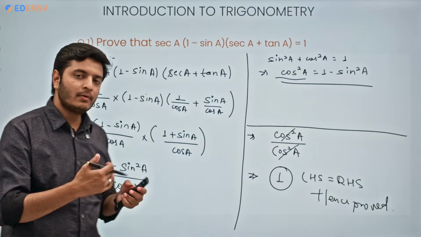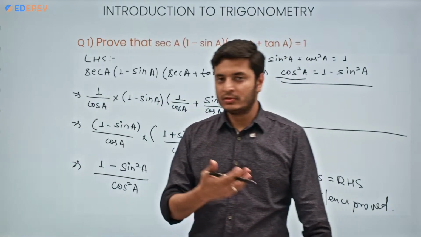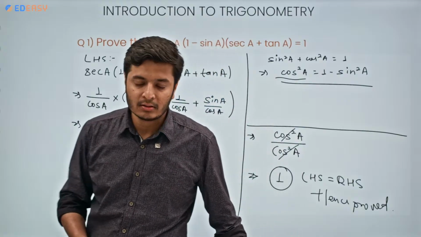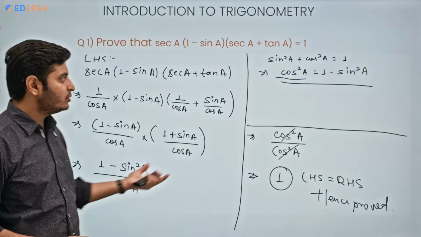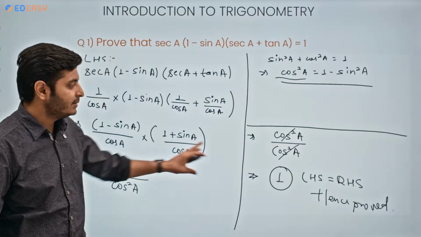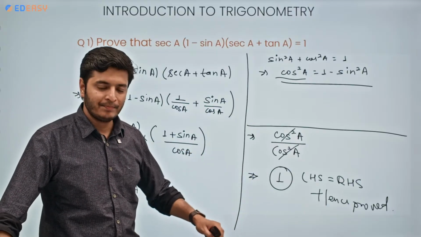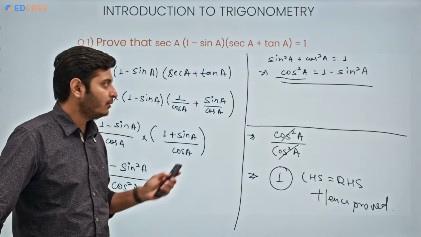Then you are performing basic operations only. LCM you are taking, adding, subtracting, multiplying, dividing. This only you are doing. Then at some point you may be using trigonometric identities also. That way you can easily prove such problems, correct? Easy approach. Now let's see what you have learned so far.